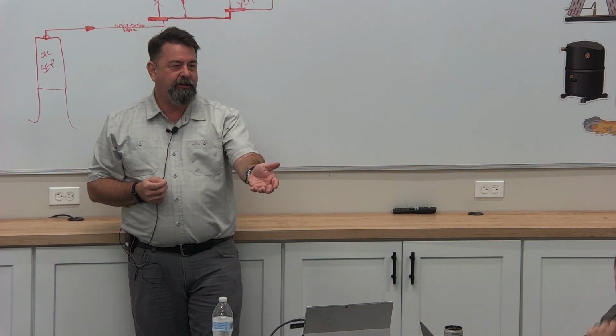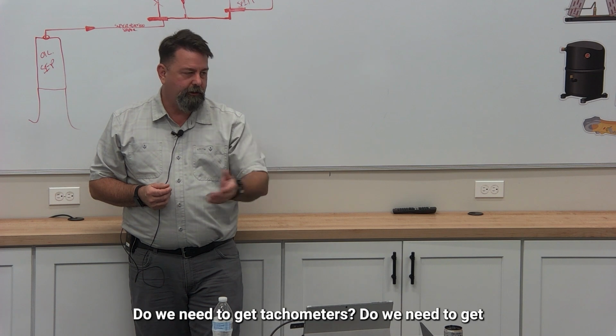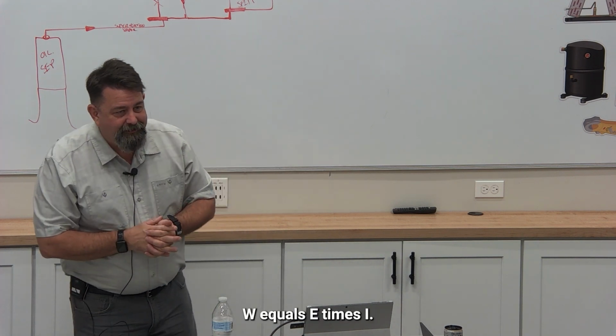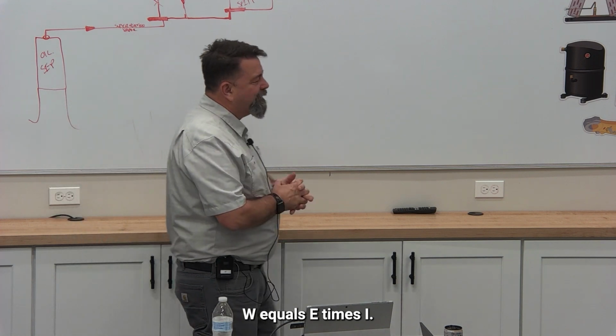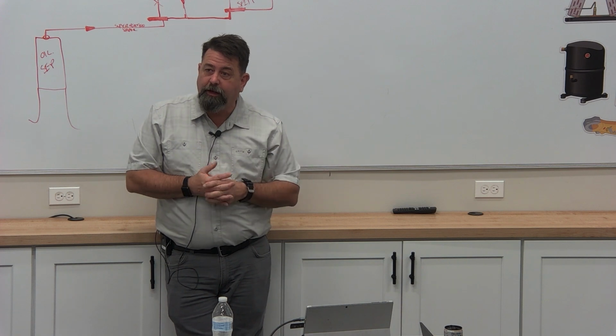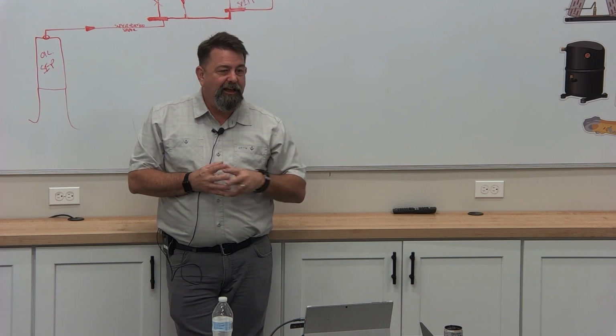That's what it's rated to. That's not what it's gonna burn. It's gonna burn a fraction of this. It's not gonna burn anywhere near 31 watts. Do we need to get tachometers? R equals P times I. Hopefully not. Yeah, we shouldn't need one, right? So the question is, are we gonna get tachometers? Are we gonna measure RPM?